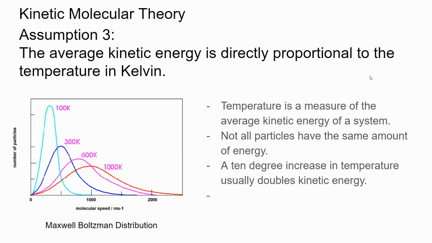The general rule of thumb here is that if we change the temperature by 10 Kelvin or 10 degrees Celsius, since 1 Celsius is the same as 1 Kelvin, the kinetic energy doubles. So a 10 degree Celsius increase means double the kinetic energy, or half the kinetic energy if you go down.